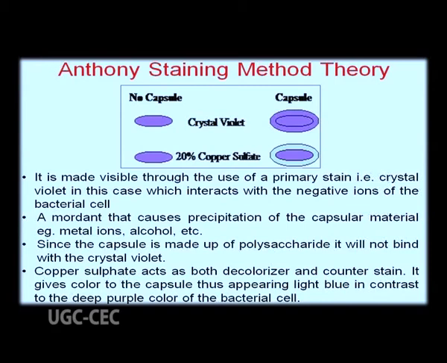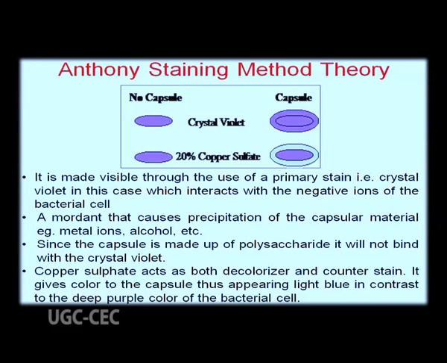And what is the decolorizer used here? That is copper sulfate. Copper sulfate in this case acts both as a decolorizer and a counter stain, because the capsule is rich in polysaccharides. As a result, it won't be able to bind with crystal violet and it will take up the color of copper sulfate when it is used as a decolorizer.